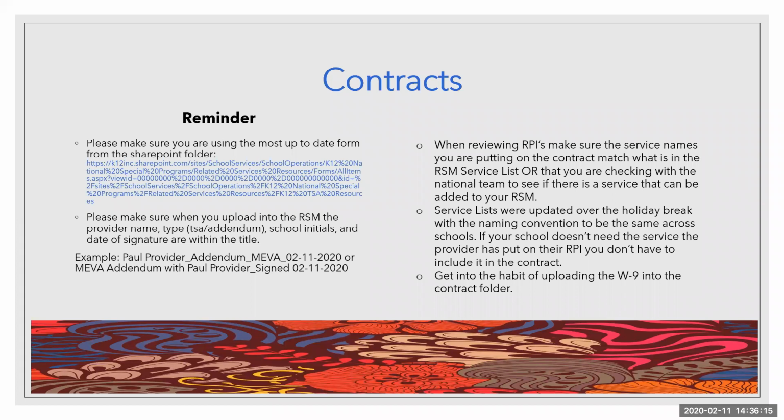Also, please make sure when you upload it into the RSM that you use a naming convention that includes the provider name, the type, so if it was a TSC, an addendum, W-9, whatever it may be, the school initials, so for me it's MEVA, and the date of signature. Those are all within the title. So just putting addendum, we need all of the names in there.